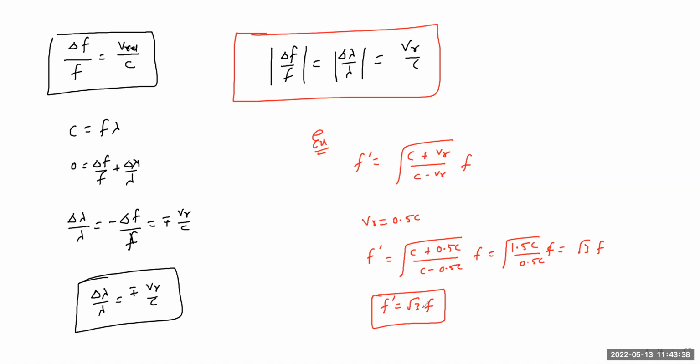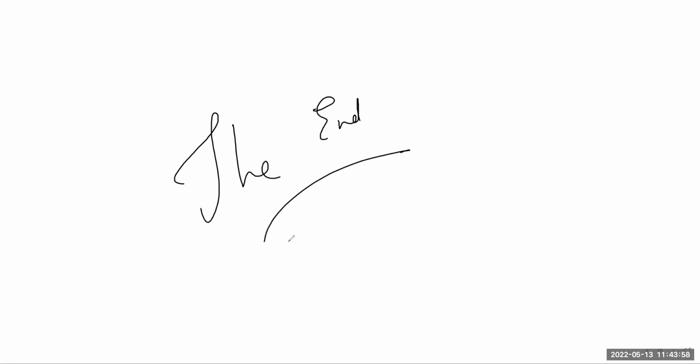Yes, sir. So this is the case of approaching. That's why the numerator is plus and the denominator is minus. If they are receding, then it will reverse. So now we're done with wave and sound completely.